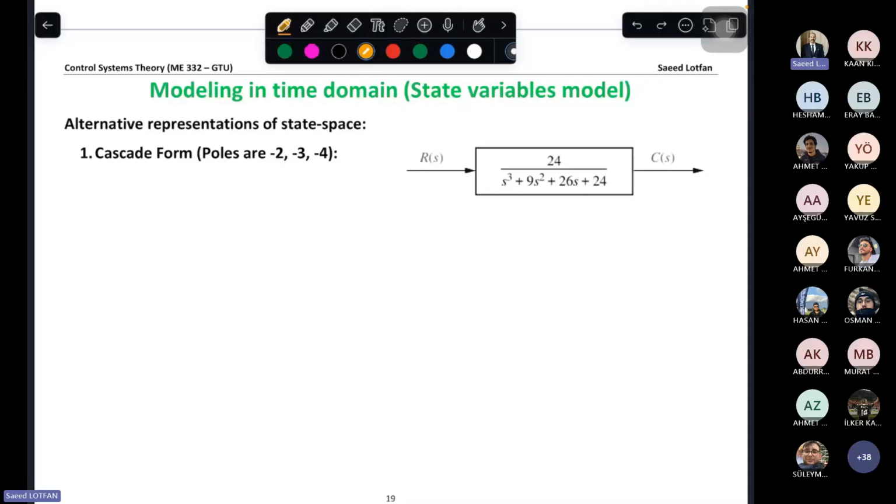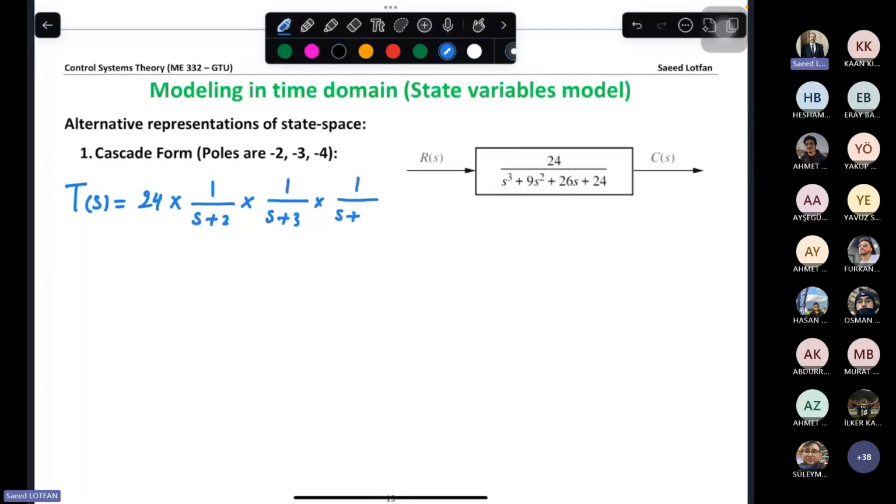Now, the first alternative representation of the system is via phase variable, which we did in the previous example. Now, if I want to do it in cascade form, we have the poles here. The poles mean the roots of the denominator. So the transfer function of this system can be shown as 24 multiplied by 1 over S plus 2, multiplied by 1 over S plus 3, multiplied by 1 over S plus 4.